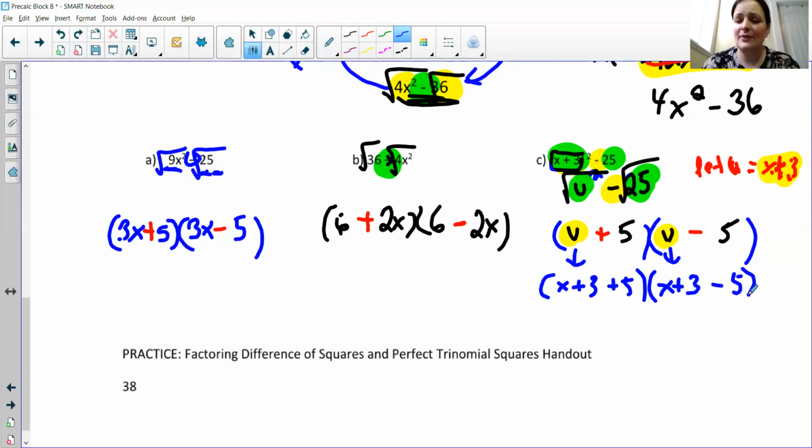And now we can simplify. So x plus 3 plus 5 is the same thing as x plus 8. And this is the same thing as x minus 2, which is not a difference of squares, but it got manipulated into a difference of squares so that we could factor it. I'm going to pause that here. We are going to talk more about U substitutions in the next video, but I want you guys to focus on factoring difference of squares and perfect trinomial squares in that handout that I have attached.